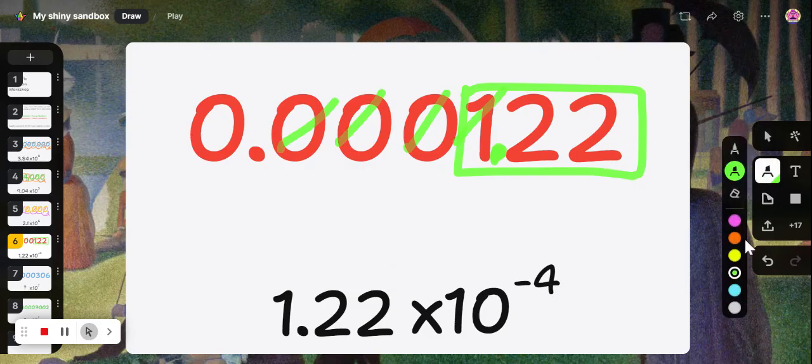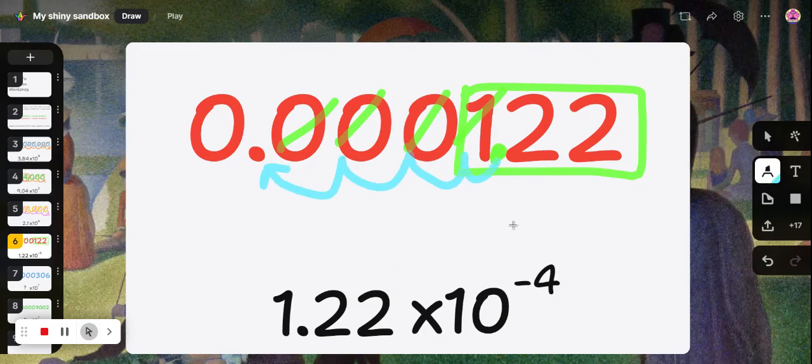You can also draw your jumps if you prefer. 1, 2, 3, 4. Okay, you see how we're moving to the left? We move to the right for positive exponents because our number is getting larger. We can also think about this as the positive side of the number line being to the right. And when we move to the left, for small numbers, we can think about how the left side of the number line is the negatives. Okay, so our exponent will be negative.